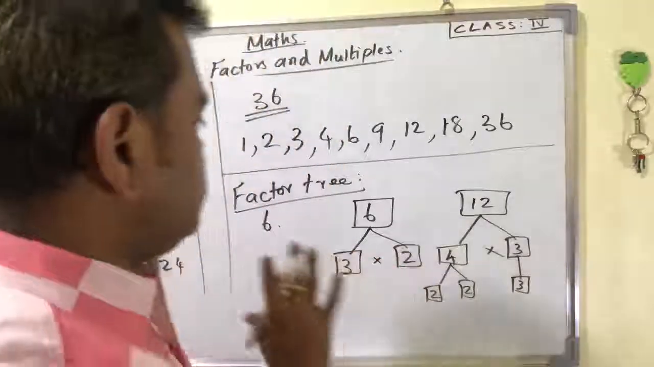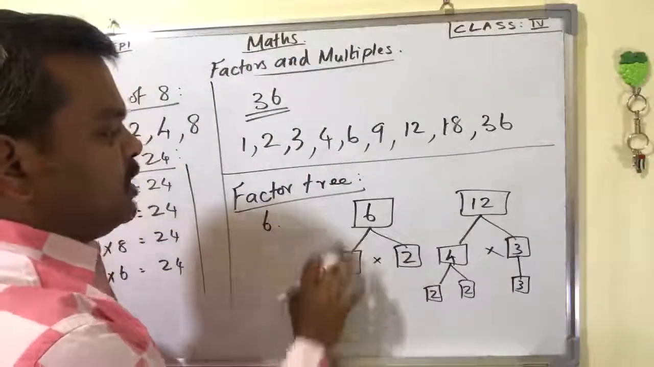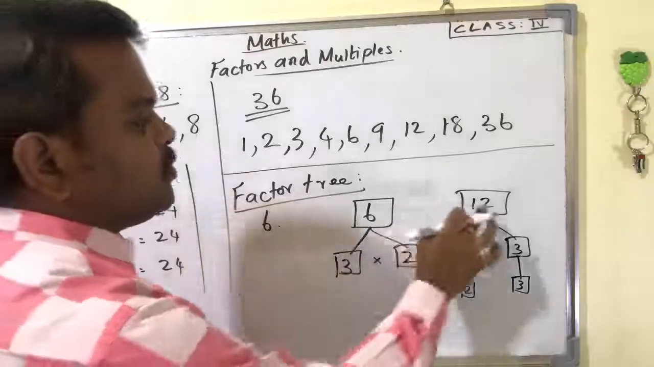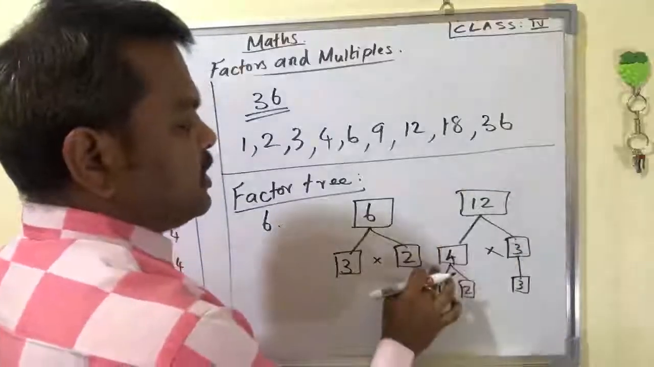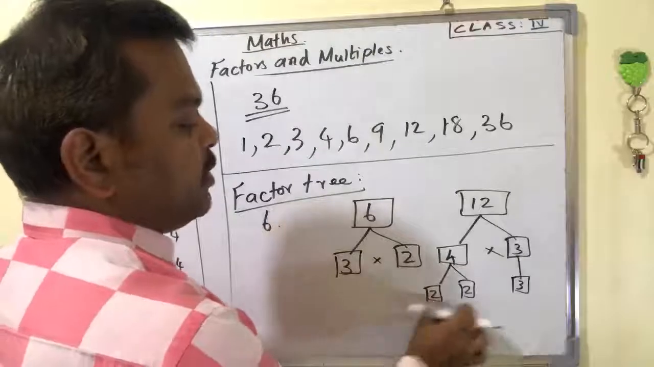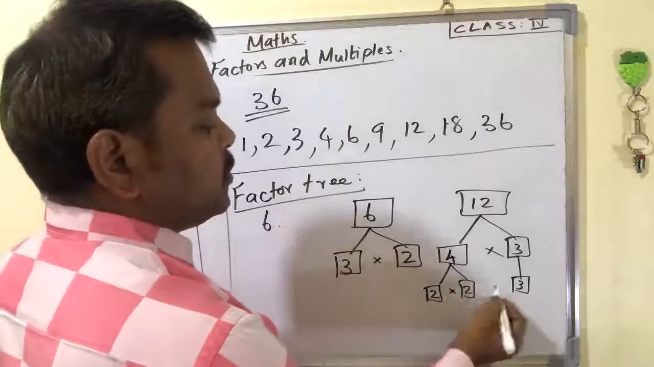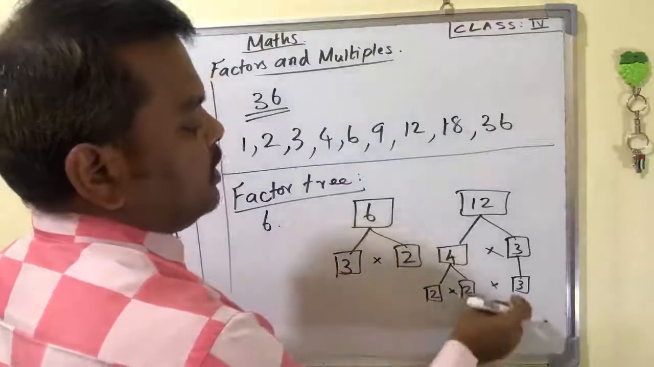Okay, so just factor tree. What is factor tree? Simply do like this. 6 means 3 2s are 6. 12 means 4 3s are 12. So if it is a composite number, again you have to split it into 2. Okay, 2 2s are 4 and 4 3s are 12.